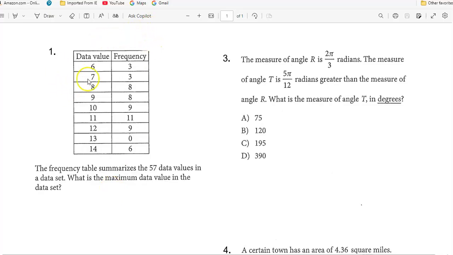Alright, so be careful. Here is the data value, this is the frequency. So 6 repeats 3 times, 7 repeats 3 times, and so on, right? So don't look at this column and say the answer is 11. The answer is not 11. You look at this column and the maximum data value is 14. So the answer should be 14. Maximum data value is 14.